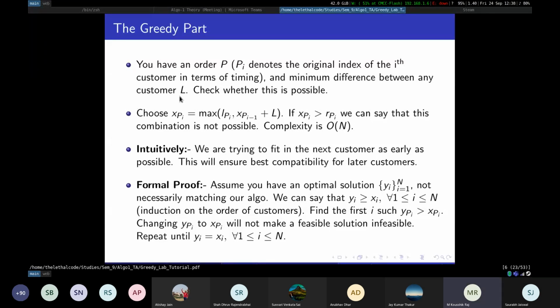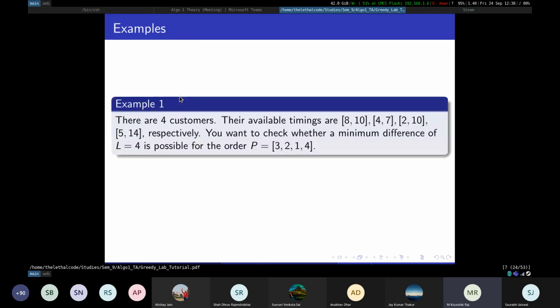Now I'll give you an example of how this greedy strategy works. Suppose you have 4 customers, and their available time frames are 8 to 10, 4 to 7, 2 to 10, 5 to 14 respectively. You want to check whether a minimum difference of L equal to 4 works. That means between any 2 customers, at least a 4 minute gap is there, and for the order P equal to 3, 2, 1, 4.